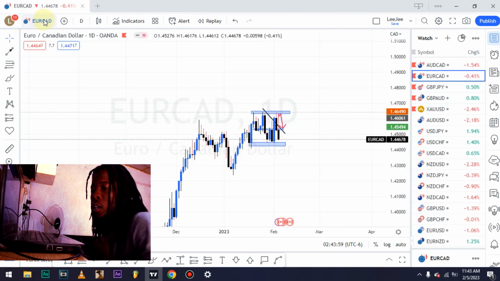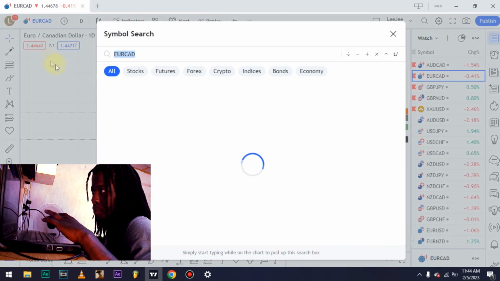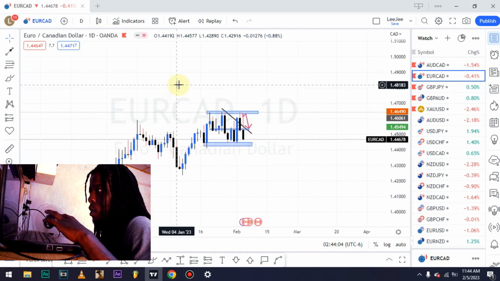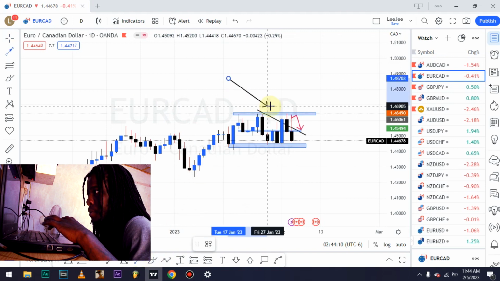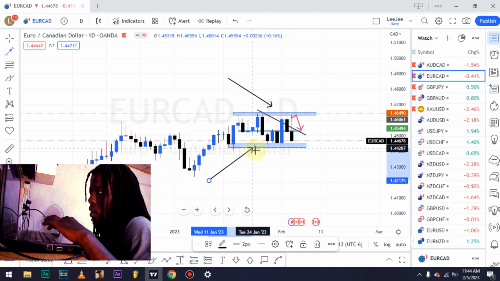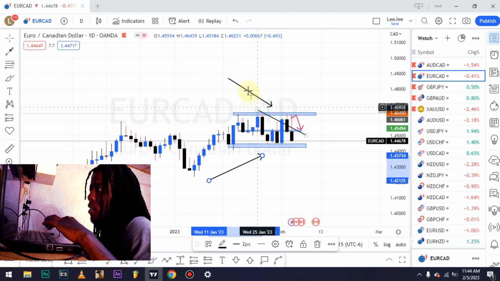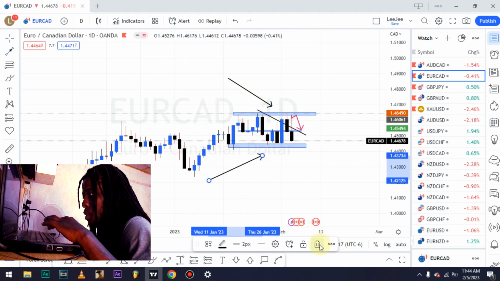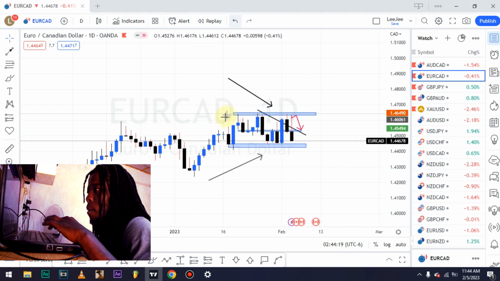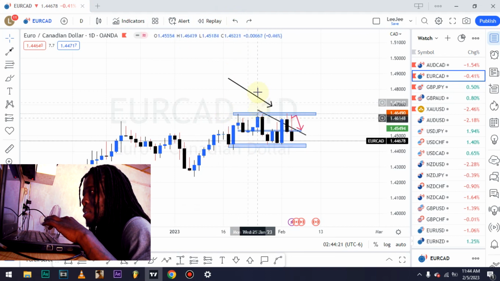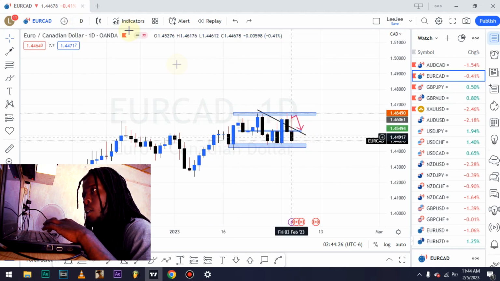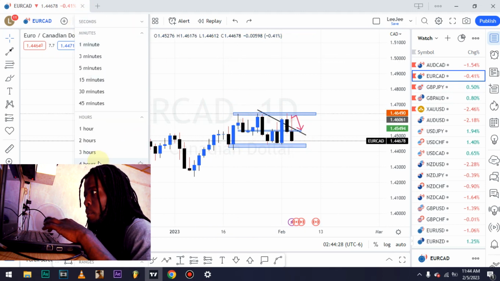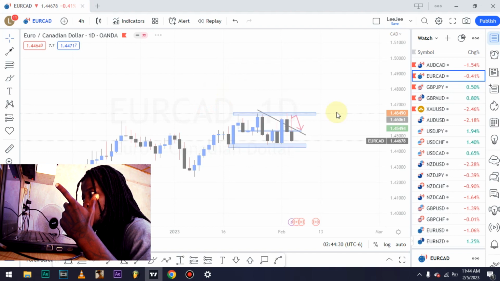All right, let me check another pair. This is the Euro Cad. This is what I was looking at. We had this previous support over here, and we had this previous resistance and a previous support. Sorry guys about that. So price has been ranging for quite some time over these zones. So we had the demand and the supply zone.